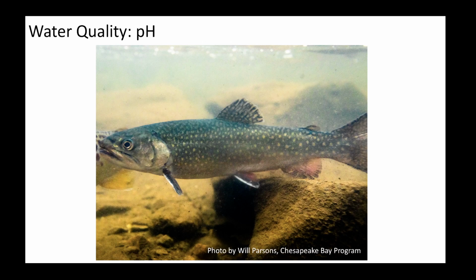pH is also important to aquatic species and affects all life stages in freshwater, food, and toxicity of chemicals. It is a measure of how acidic water is. Fish and salamanders are particularly sensitive to changes in pH, and thresholds for this indicator are based on optimal pH ranges for animal life, growth, and reproduction.